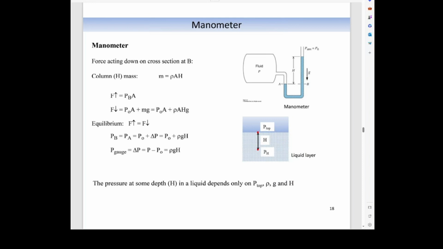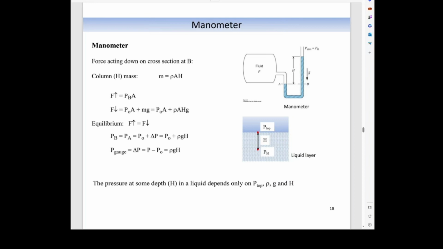Okay, so keep that in mind as we go through this. The author starts a solution, in this case, by taking a look at what's happening at point B. So we can look at this as a force.